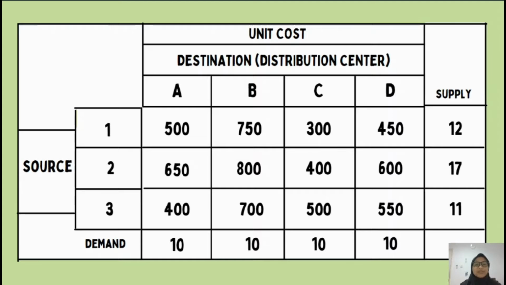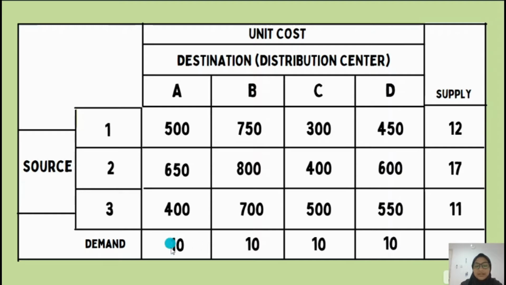So today we will explain our assignment, transportation problem using linear programming. As we can see, we have 4 destinations: A, B, C and D. For destination A, we have 500, 650, 400. For B, 750, 800, 700. For C, 300, 400, 500. For D, 450, 600, 550. So for the demand, we have the same value.